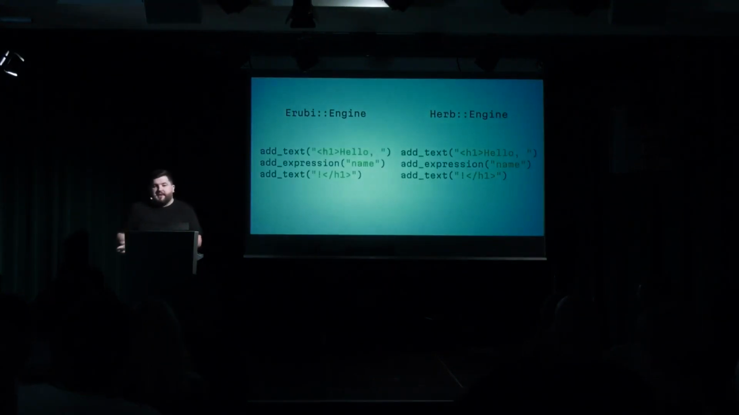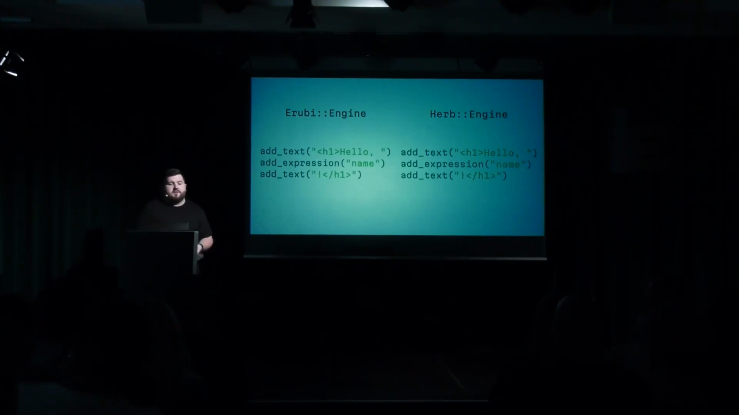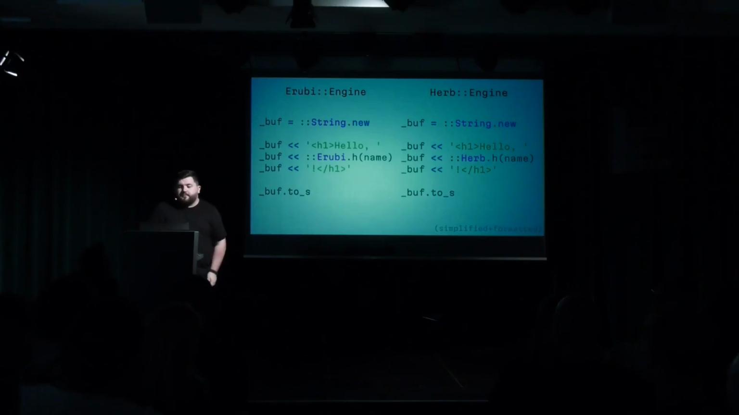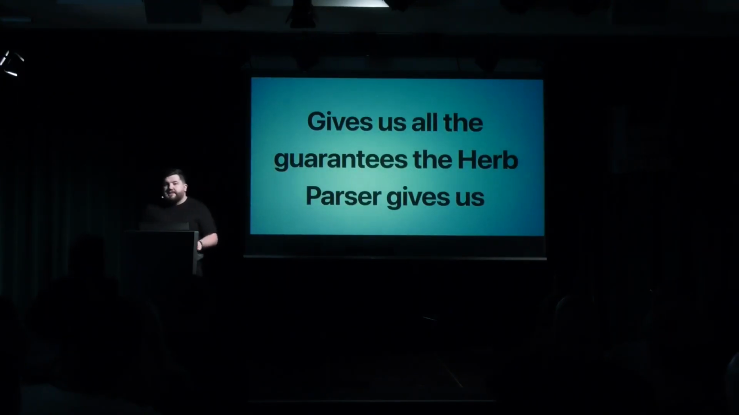And now if you come back to eRuby, it's pretty much the same instructions, so it's going to produce the same output, which is great. You can also see this in the compiled output, which is pretty much the same, except for the eRuby and Herb reference there. But with the benefit that we get all the guarantees that the Herb parser gives us, so we know it's valid HTML, it will produce valid HTML, and we can build on that now.